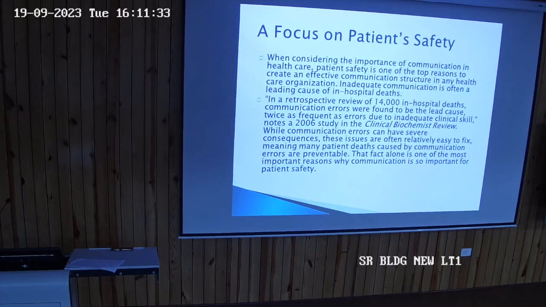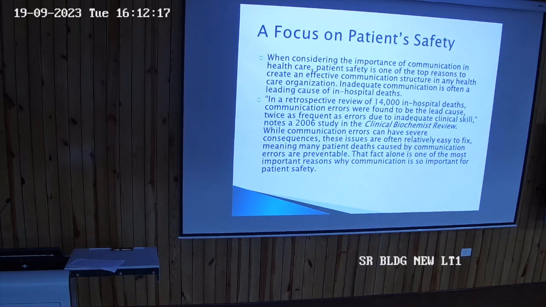The importance of the emphasis on communication skills in the healthcare sector is the focus on patient safety. When considering the importance of communication in healthcare, patient safety is one of the top reasons to create an effective communication structure in any healthcare organization. Inadequate communication is often a leading cause of in-hospital deaths. This is what I have already told you. This is the output of research carried out by the Peers journal that we have studied just now, that the focus on patient safety is the main reason to increase the communication efficiency of healthcare personnel.